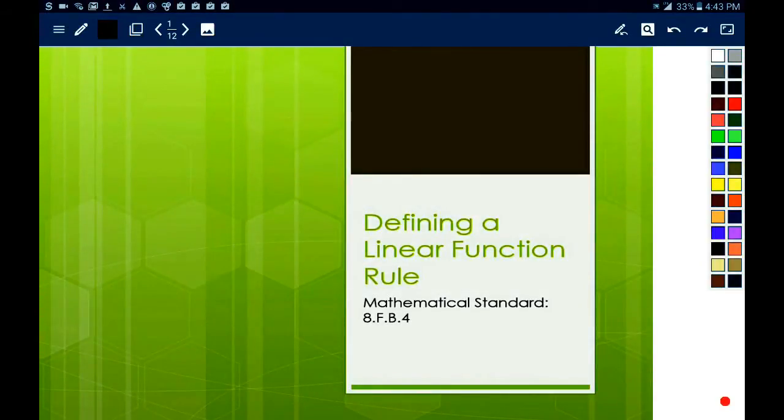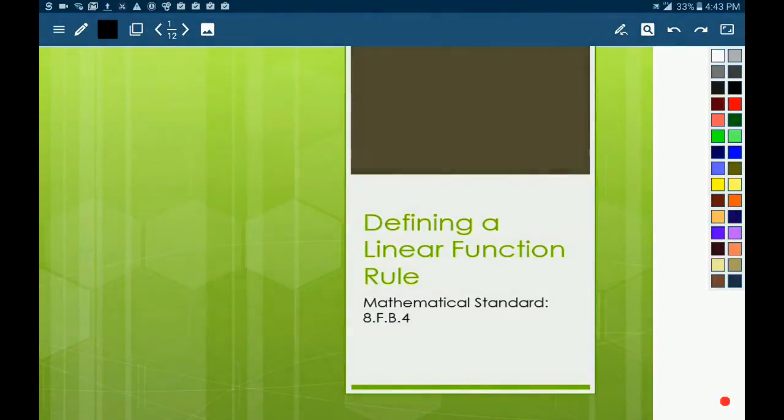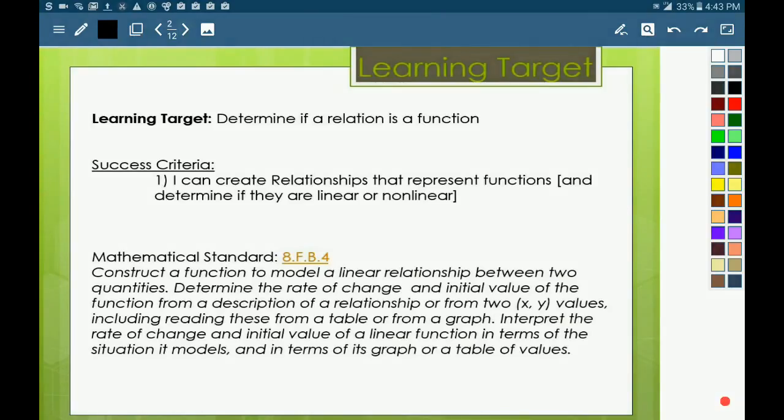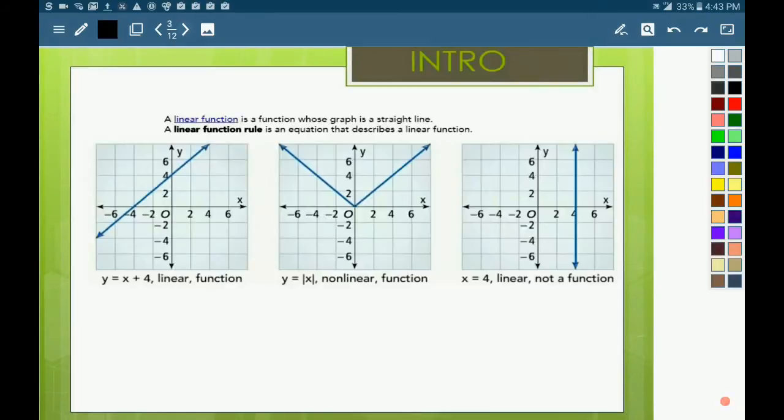Today we're going to be talking about defining a linear function rule, so actually coming up with the rules ourselves. Today's learning target, again, we're going to determine if a relation is a function. We're going to get really specific on that and actually talk about what kind of equations we're going to create from tables and graphs. So our success criteria is to create relationships that represent functions and determine if they're linear or nonlinear. So don't forget what we learned yesterday.